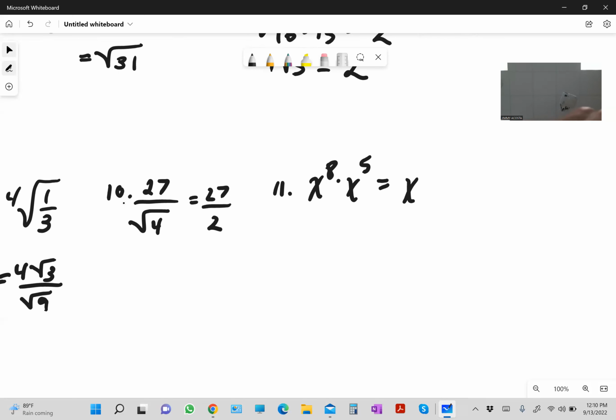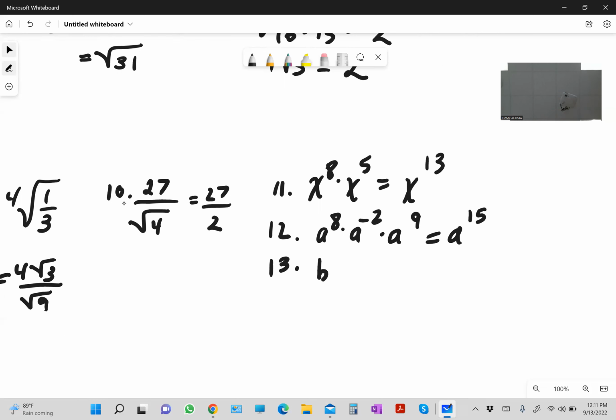So x to the 13 is the answer to that. You just add the exponents when you multiply numbers with the same base. Number 12, right here, it's going to be a to the 8th times a to the negative 2nd times a to the 9th. Well, all of them have the same base, which is namely a. 8 plus negative 2 is 6 plus 9. That's 15. So you just end up with a to the 15th.